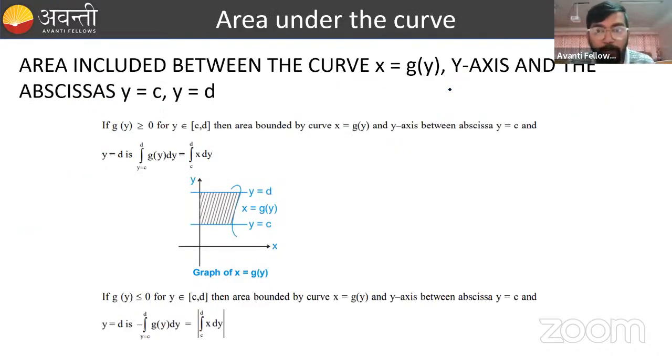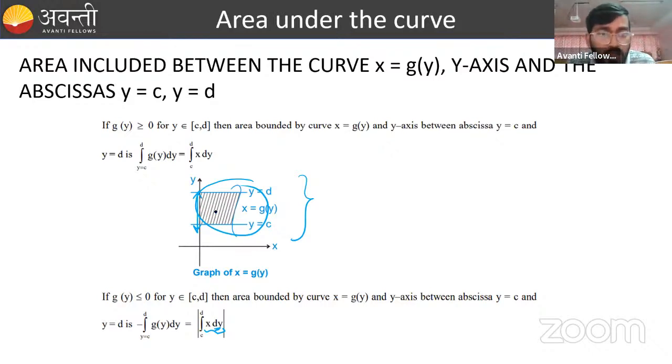Now, area included between the curve x equals g(y), the y-axis, and the abscissae y equals c and d. So whatever we did for the area included under the curve and the x-axis has been applied here also. You can see, I told you, whenever they ask to find the area with the y-axis bounded by the curve, we use dy, and x dy has been written here. Okay, so y, sir, modulus is written here. It is written for whenever the part goes towards the left side. Here, the graph has been shown on the right side. Consider g(y) was negative. It was shown on the left side. So g(y) would have been negative, right?